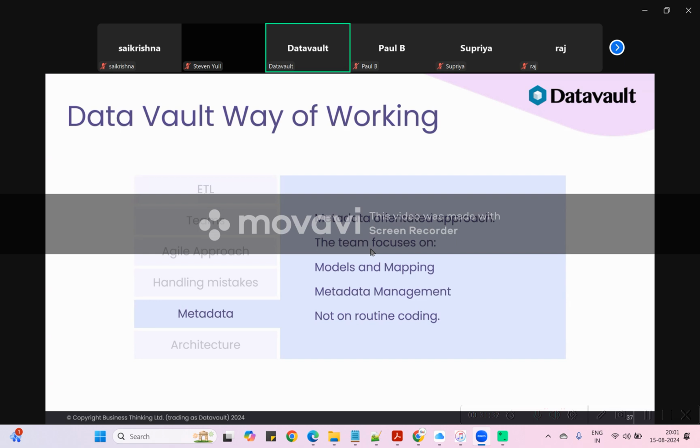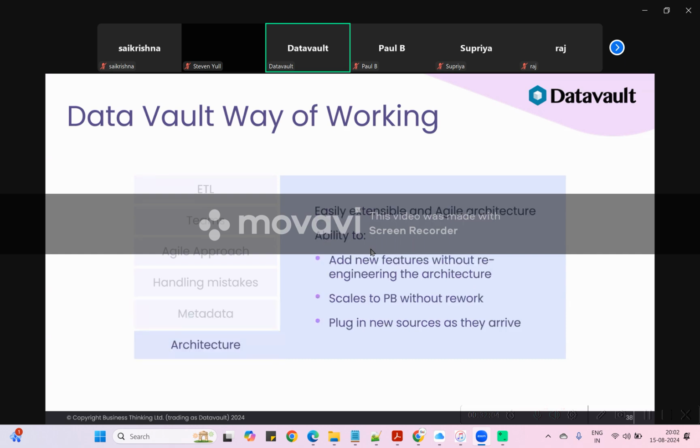If you're generating code, you're going to be working with metadata. And by metadata, I mean data models, data mapping, metadata management. So this metadata is part of your regular work. You're going to be managing metadata sets and generating code from that rather than a lot of routine coding. Okay, so you'll be working at a more abstract level.